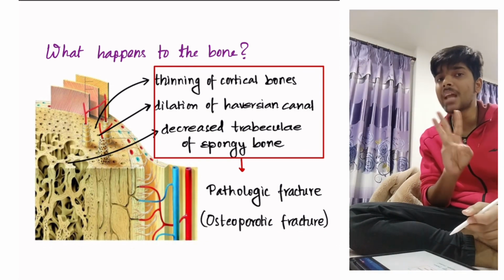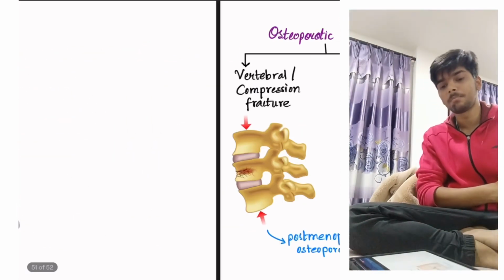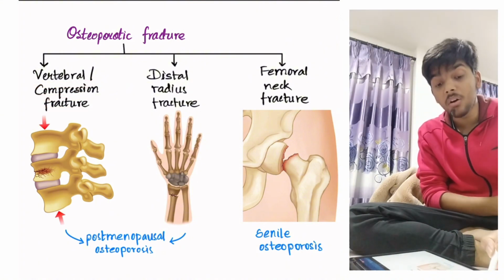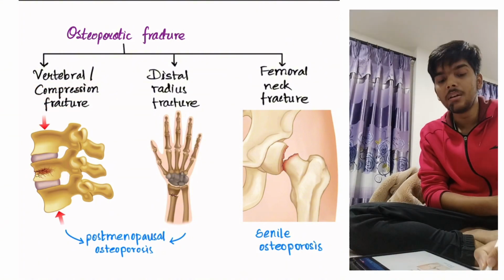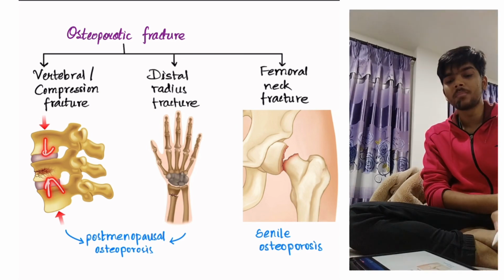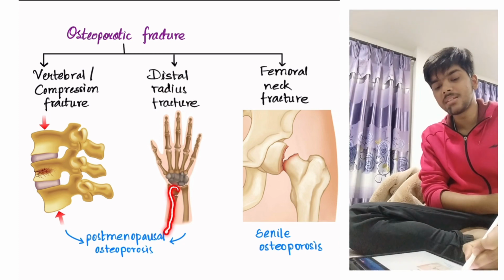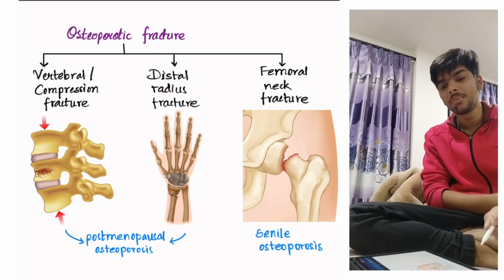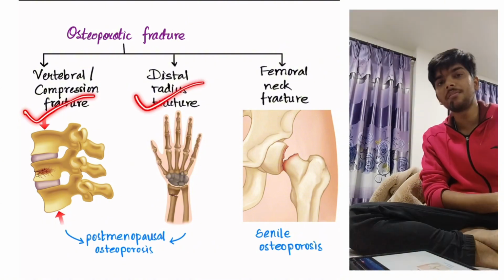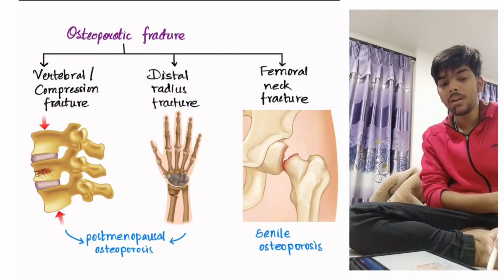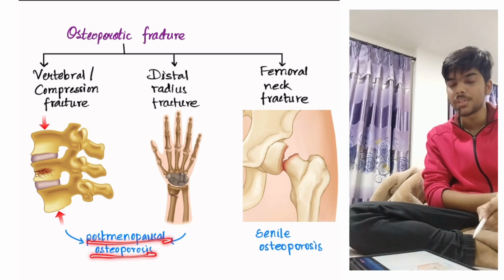And there are 3 main types of osteoporotic fracture. Number 1, vertebral or compression fracture that occurs in the vertebra due to compression from 2 sides. There's your distal radius fracture. This is the radius bone, and this is the distal part of the radius bone, and there's the fracture in the distal part of the radius bone. These two types of osteoporotic fracture are usually seen in women suffering with postmenopausal osteoporosis.